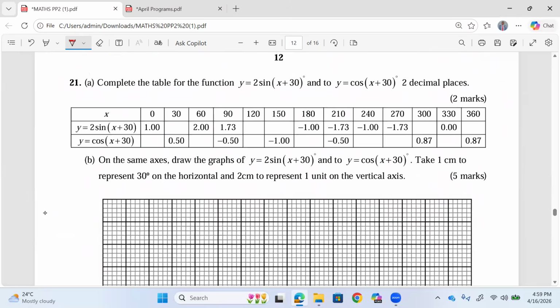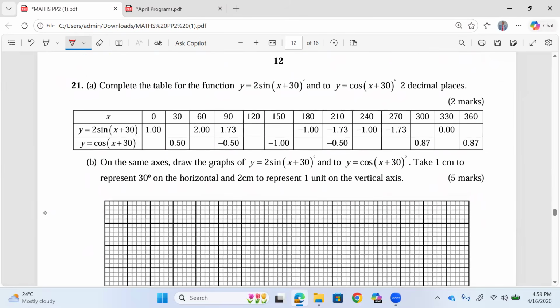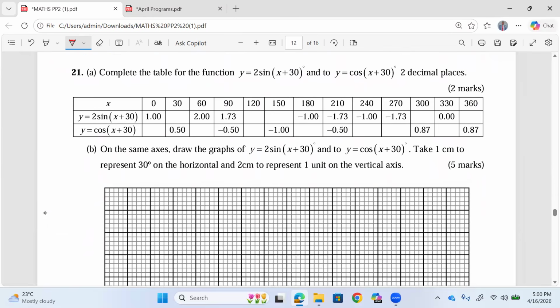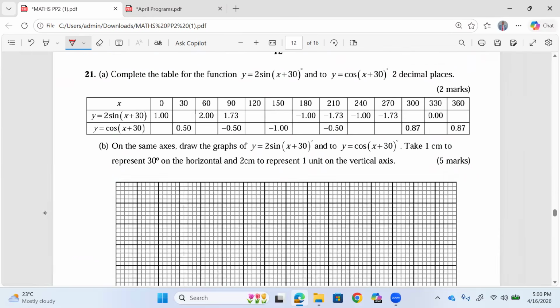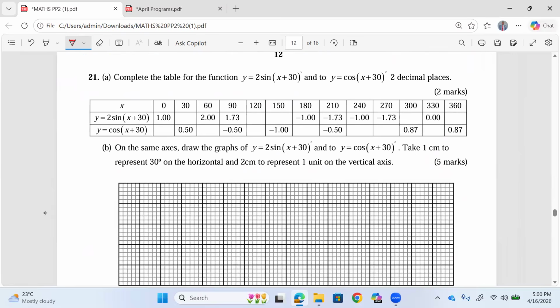Number 21, ladies and gentlemen. Number 21, we are told to complete the table for the function y equals 2 sine of x plus 30 and y equals cosine of x plus 30 to 2 decimal places. Then after that, we draw the two functions. So let us check what we will come up with.